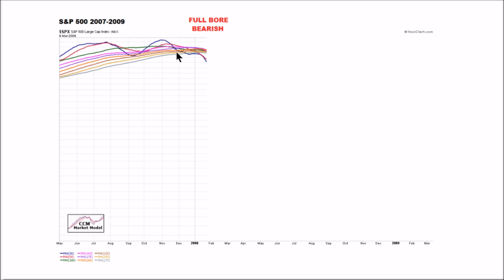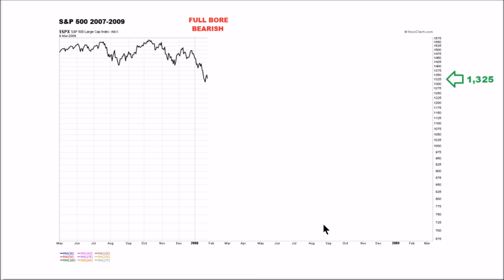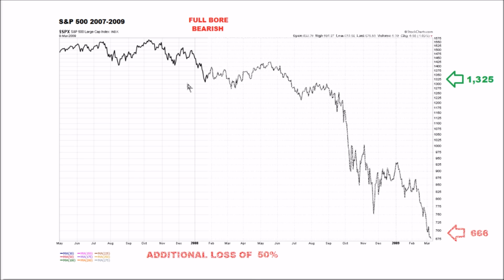If we remove the moving averages and just look at price early in 2008 at the same point in time, we can see the S&P 500 in this case was hovering around 1325 with the full-bore bearish look in hand. What happened next when we had that low probability look? The S&P 500 dropped from 1325 all the way down to 666, meaning after we had the evidence in hand, stocks lost an additional 50%.